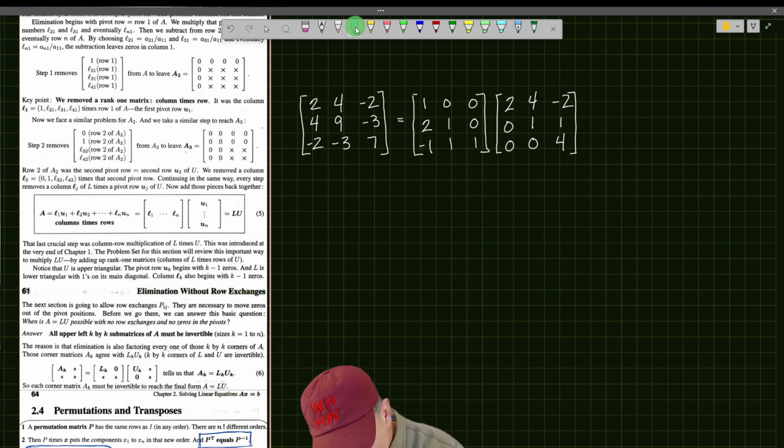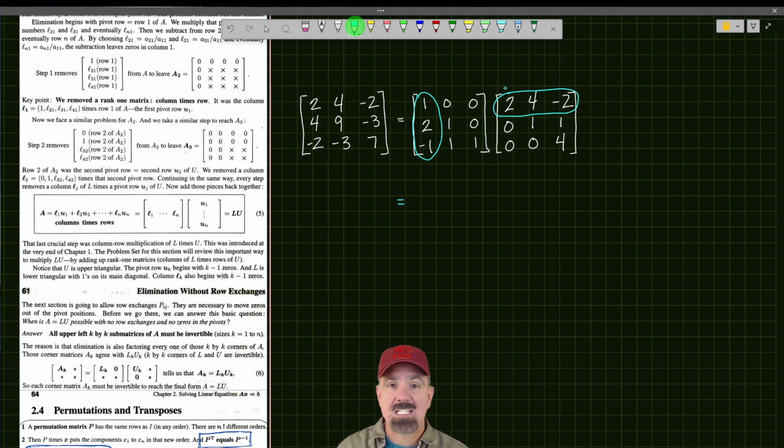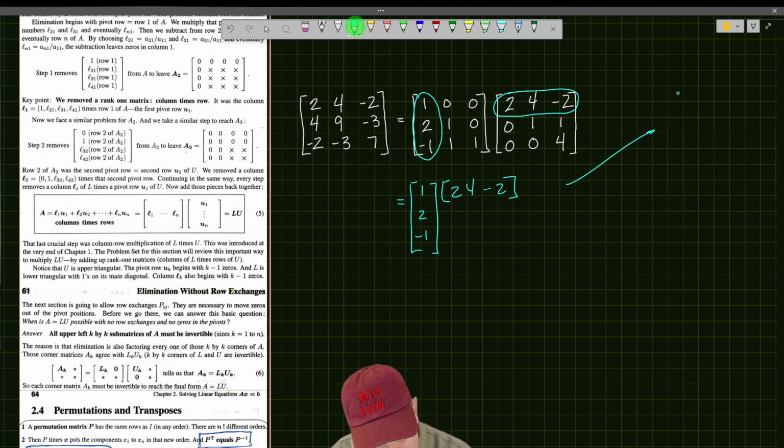So he tells us the following. Look, this is really equal to the first column of L and the first row of U, this outer product that we talked about. So we take the outer product 1, 2, negative 1, along with 2, 4, negative 2, and I'll just write over here on the side what that's equal to. So that's 1, 2, negative 1. Sorry, it's multiplied times 2.